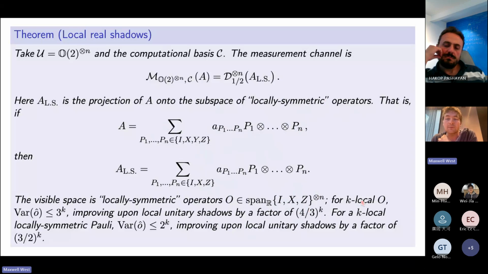Anyway, if you remember from a few slides ago, in the unitary case for an arbitrary k-local operator, the variance bound was 4 to the k, and for an arbitrary Pauli string of support k, the variance in the unitary case was 3 to the k. So in these cases, now our variance bounds are improved quite a bit more significantly, right? This term that is growing exponentially in k. I think this is kind of neat.